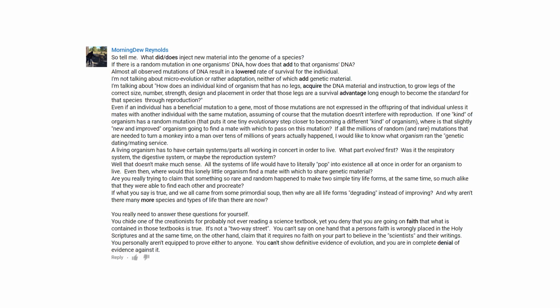If one kind of organism has a random mutation, a living organism has to have certain systems and parts all working in concert in order to live. What part evolved first? Was it the respiratory system, the digestive system, or maybe the reproduction system? The answer to this question is actually really tricky, and that's because it all depends on how you define these things, because these things had predecessors that were similar but perhaps not quite what you would call a digestive system or respiratory system or reproductive system. But the answer is probably reproduction, or at least sexual reproduction, because that's what I assume that you mean.